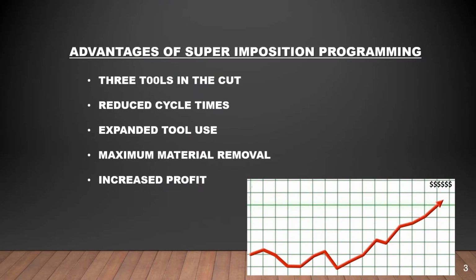So let's look at some of the advantages of superimposition programming. Number one, 3 tools in the cut. Number 2, reduce cycle times by having 3 tools in the cut. Expanded tool use, meaning we can put more tools on the turrets doing simultaneous machining operations. Maximum material removal. I mean, when you're using 3 tools to cut this workpiece, whatever workpiece you're using, you are significantly moving more material at one time. And finally, increased profit.